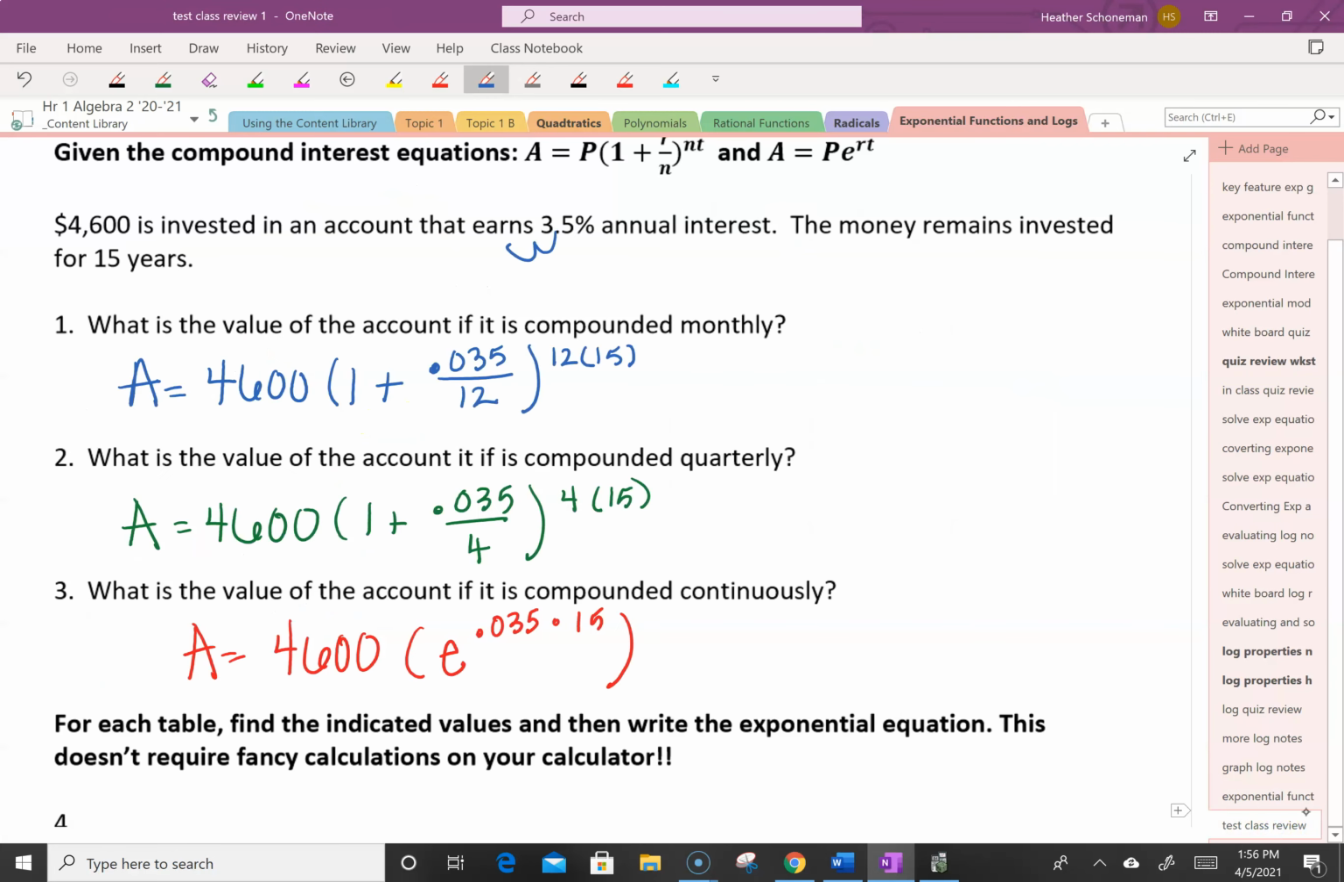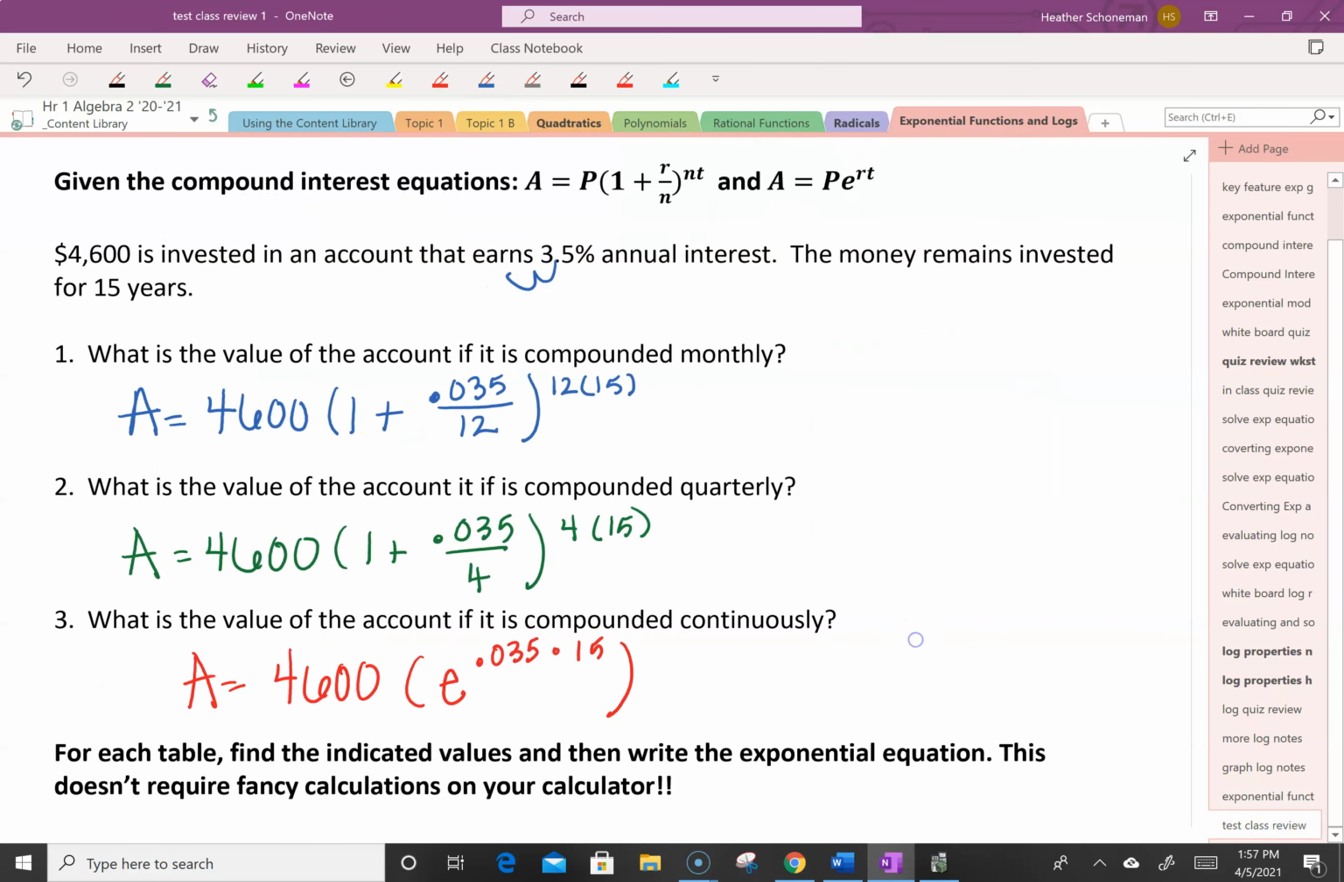All right, so the second part of the review, we're reviewing this interest stuff, and I do have the equations written out, so I'm just going to talk through this. Just like on your quiz, on the test, I'll give you the formulas, but you need to know what to put into them. So A is what you get when you're all done. P is the initial value. R is the rate, that's normally the percent. N is the number of times that it's compounded. Okay, and then T is the time.